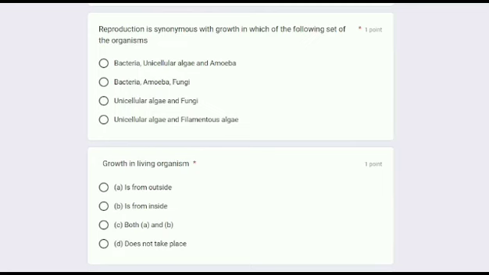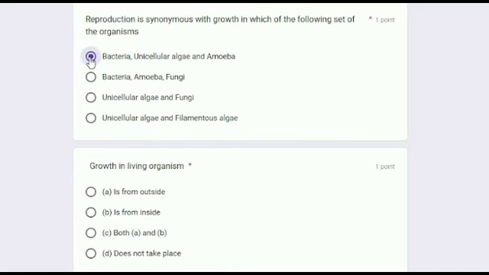This is analysis of assessment 1 based on the chapter Living World. Let's see the first question. Reproduction is synonymous with growth in which of the following set of the organisms? We have already discussed that in unicellular organisms, growth and reproduction are the same because they reproduce by cell division. So the option here is A, because in all the other options there is one multicellular organism.